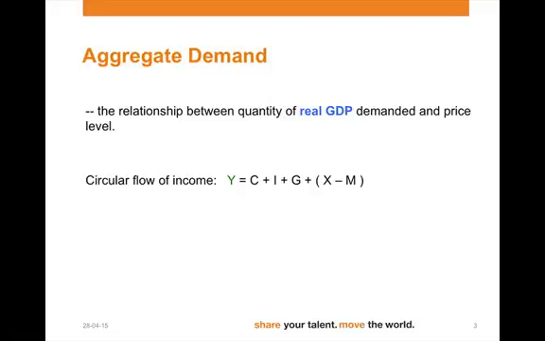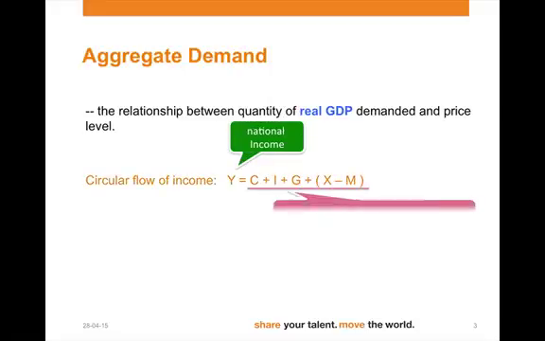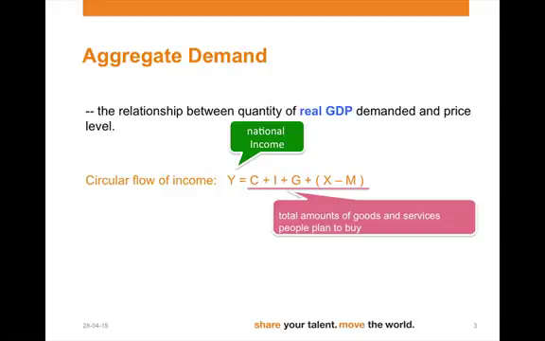To understand aggregate demand, we can go back to the circular flow of income, in which we've said that Y equals C plus I plus G plus X minus M. Y was the national income, and C plus I plus G plus X minus M is the total amounts of goods and services people plan to buy within an economy. C was consumer spending, I the investments, G government expenditure, and X minus M net exports. These four are called aggregate demand.